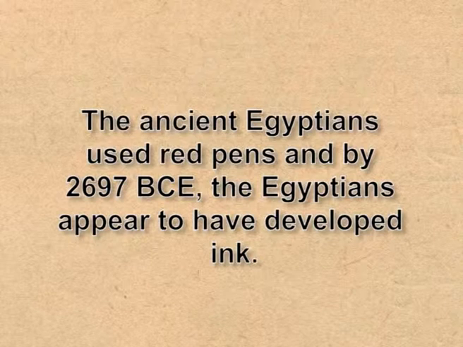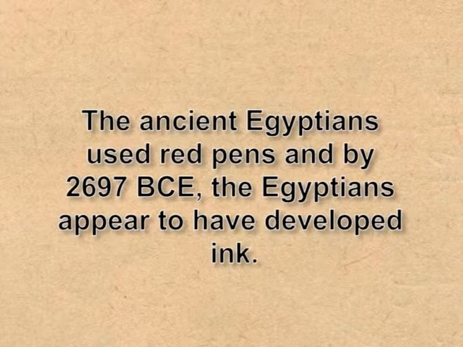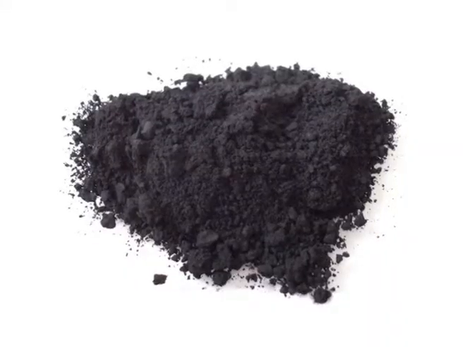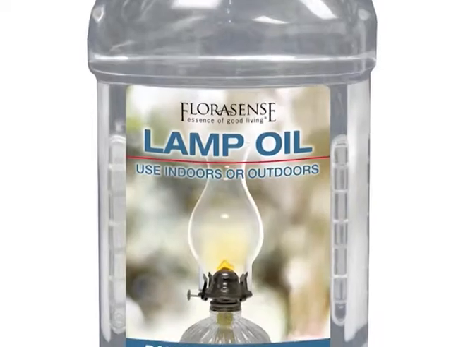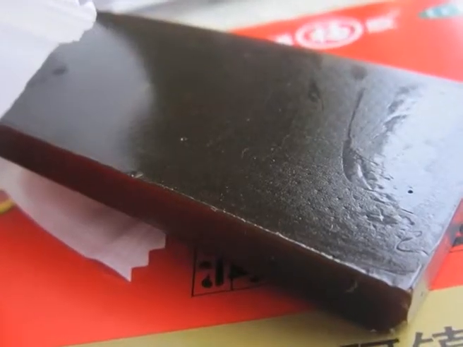For the origins of ink, we have to turn to ancient Egypt, particularly the Old Kingdom. The ancient Egyptians used red pens, and by 2697 BC, the Egyptians appear to have developed ink. The ink obtained was of black in color from carbon black or from finely pulverized pine ash. These elements were then added to lamp oil, which contained a gelatin made from boiled donkey skin. Unfortunately, this meant that the ink did not smell very good. So the Egyptians added musk oil to give it a better smell.